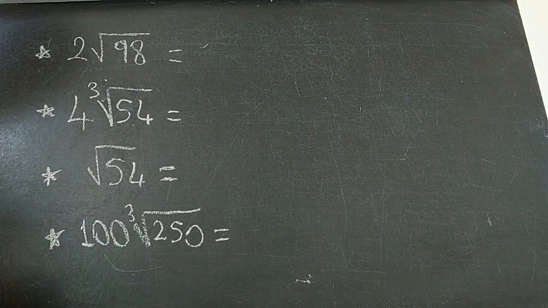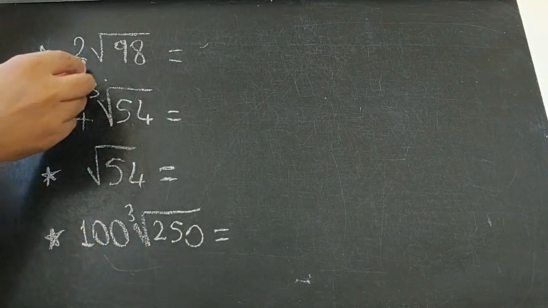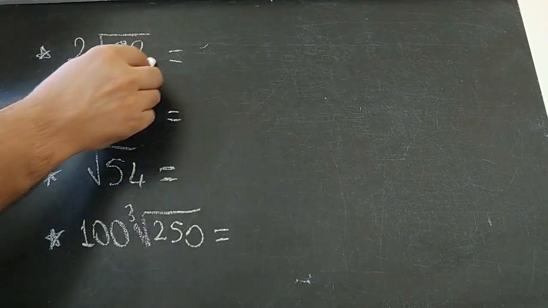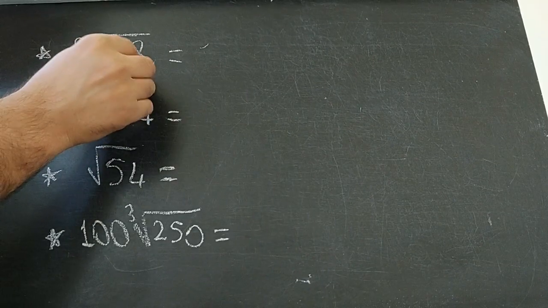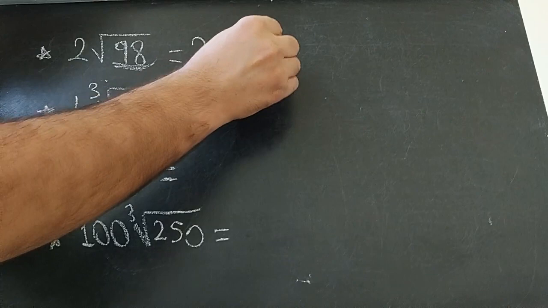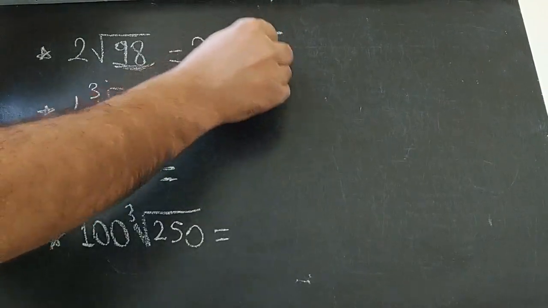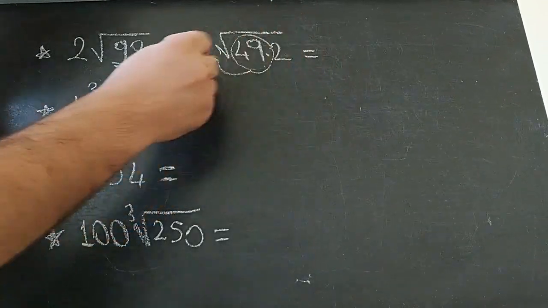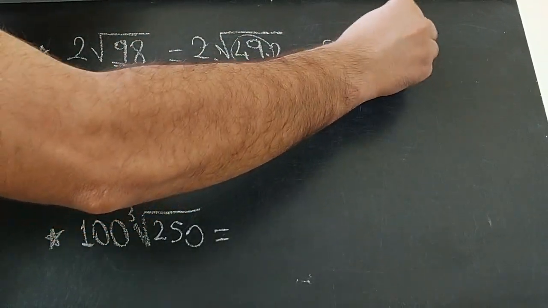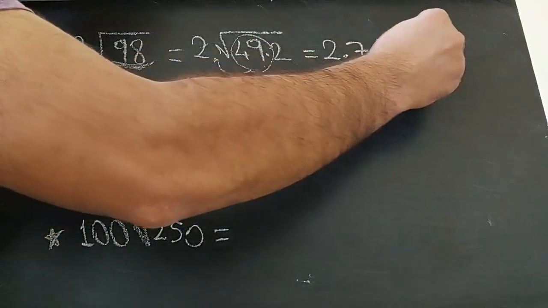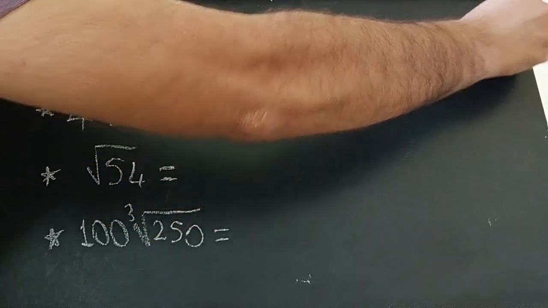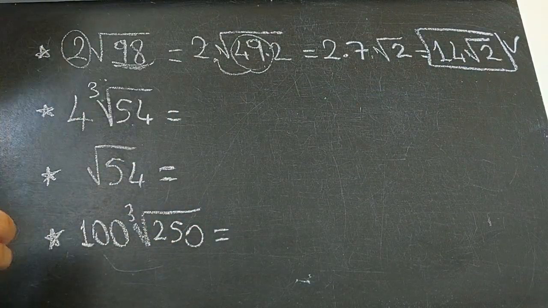So now let's have a look at these questions. See, I have the 2 square root 98. Remember what I did in the previous question? For this one, I will write 49 times 2 and take this one out as 7. This 2 square root means 2 times. That will be 2 times 7 square root 2. 2 times 7 will give me 14 square root 2. Alright, don't forget this number, please.